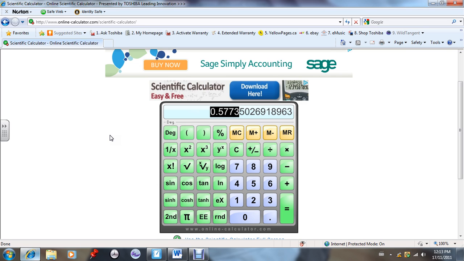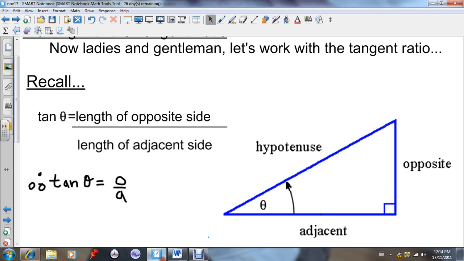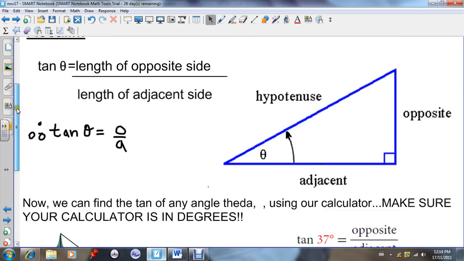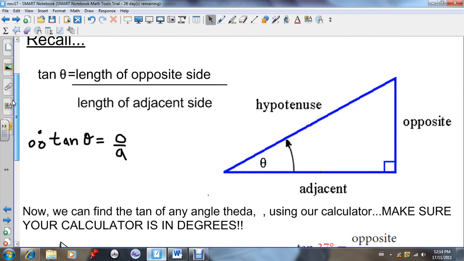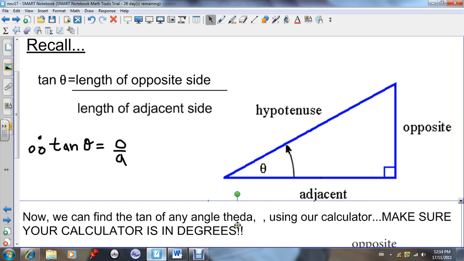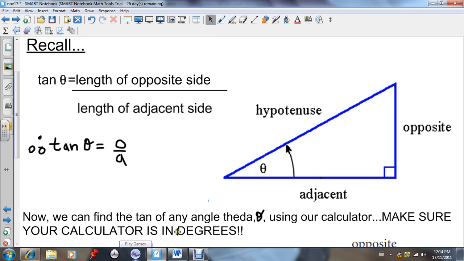Try it. Okay. Now that you've tried it, some of you may have gotten one answer and some of you may have gotten another. Here's the reason why. Are you watching? When you're finding the tan of any angle theta, you have to make sure your calculator is in degrees.